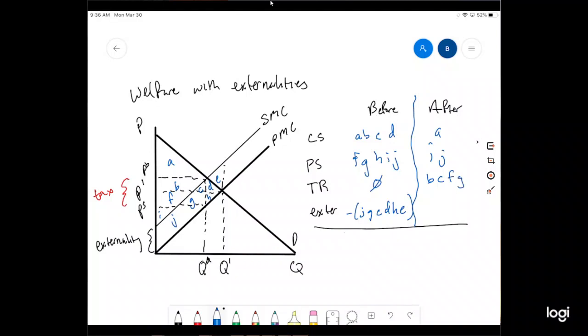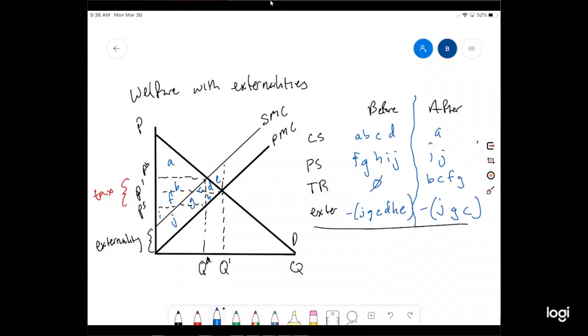Okay, and the externality changed a bit too, because now we're only consuming up to Q star. All right, so the externality is going to be the difference again between the social marginal cost and the private marginal cost. This is a negative because it's a bad thing. Up to Q star, where we're actually consuming with the tax. So that's J, G, and C.